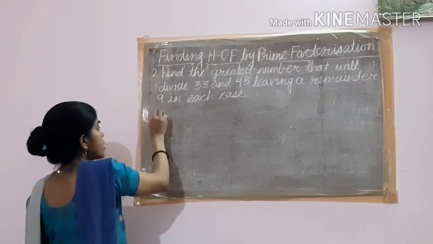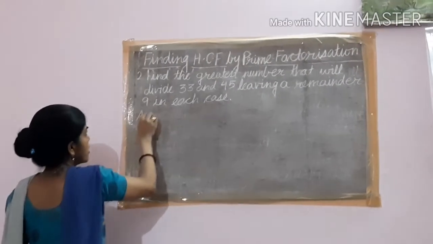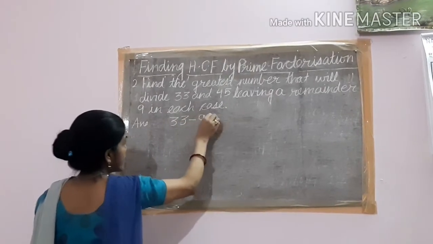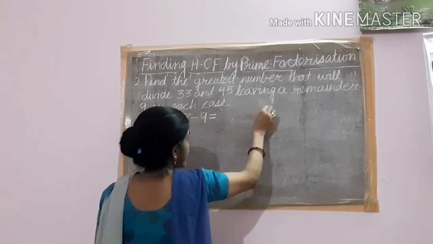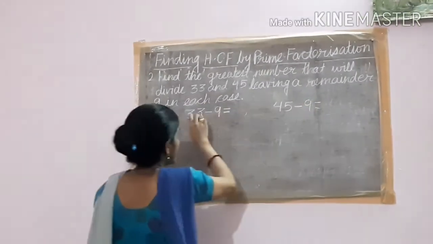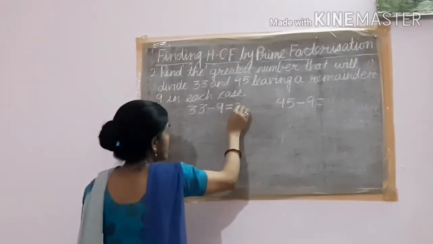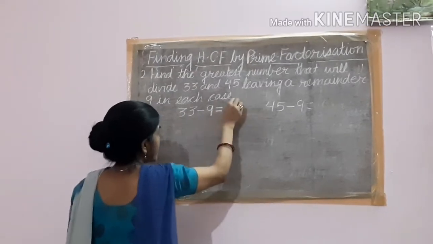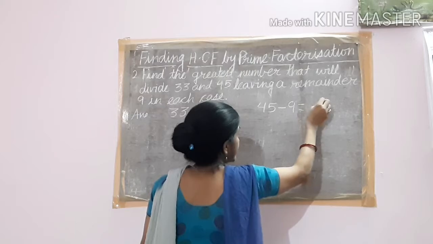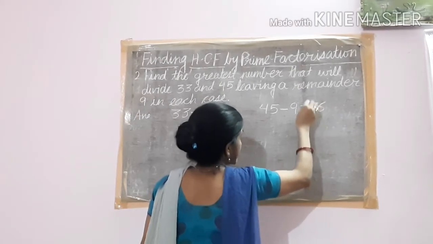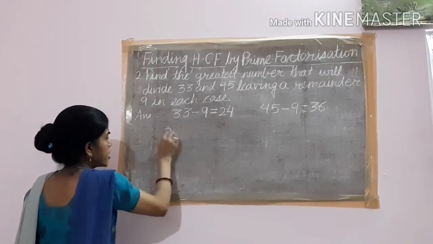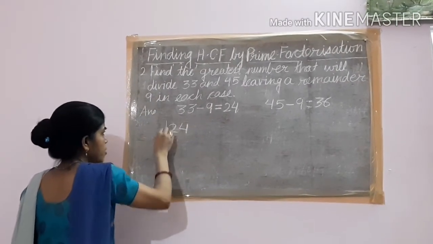So what are the numbers? 9 remainder. So you subtract 9 from 33 and you subtract 9 from this 45 also. So 33 minus 9 is 24. And here 45 minus 9 is 36. So the required number now, 24 and 36, you have to find the greatest number.